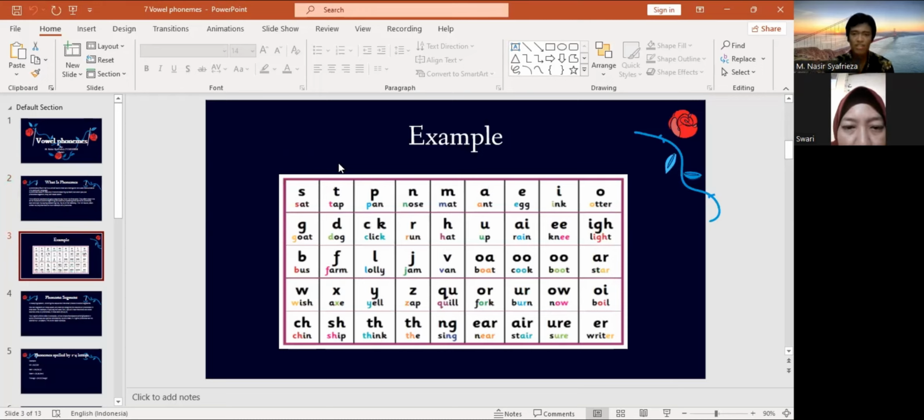This is another example of phonemes. You can see by yourself. The first one is S, as in set, T, as in tap, and so on.